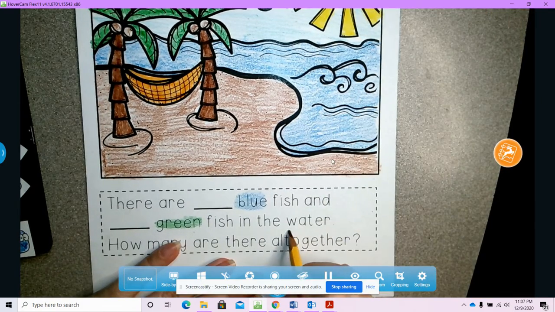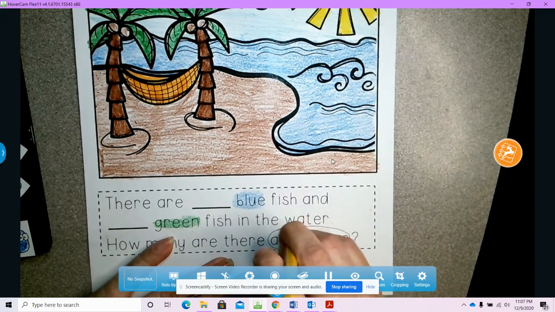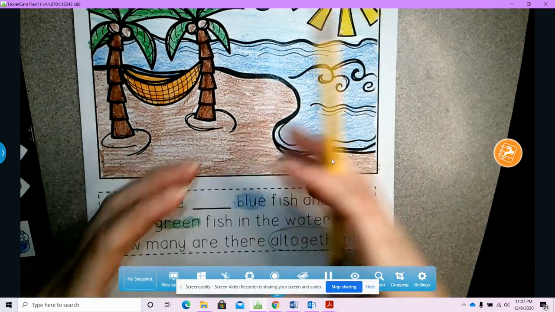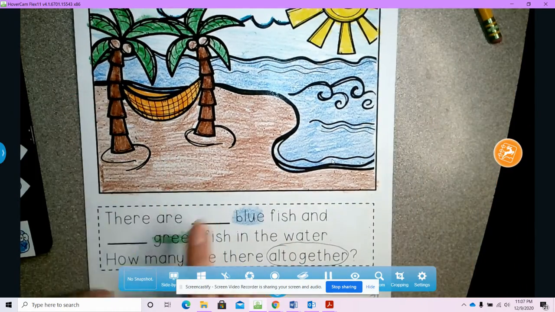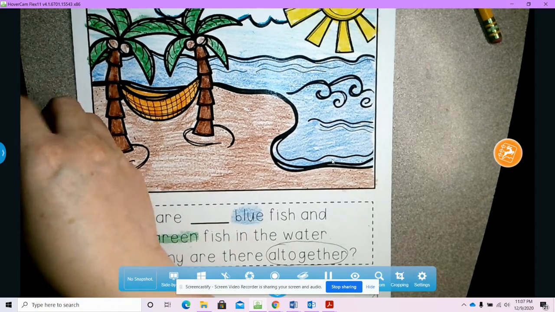Ooh, and look, we have our keyword there. All together tells me that we're doing addition because we want to know how many fishies are all together. And in our story, we're talking about blue and green fishes.